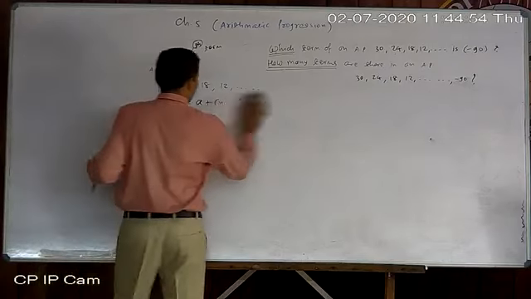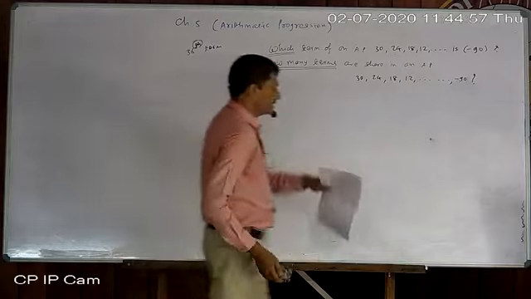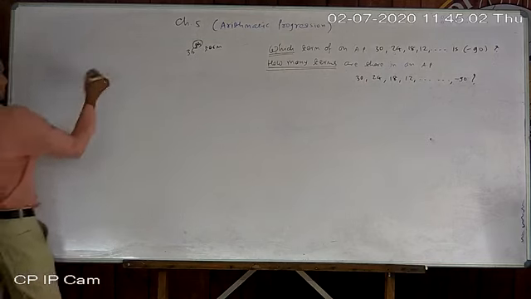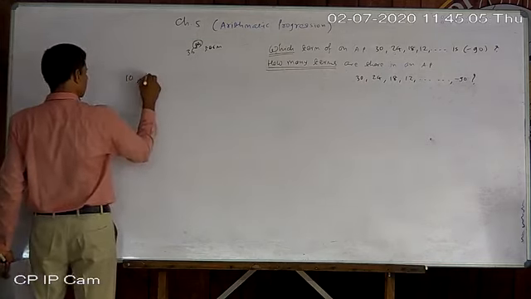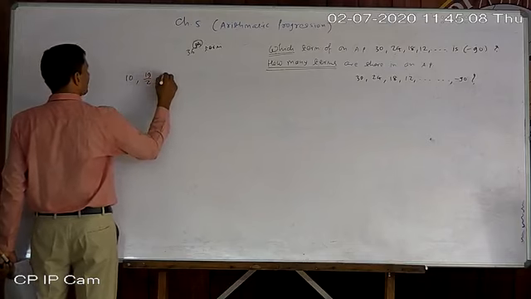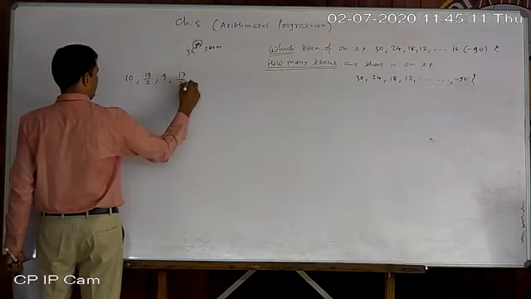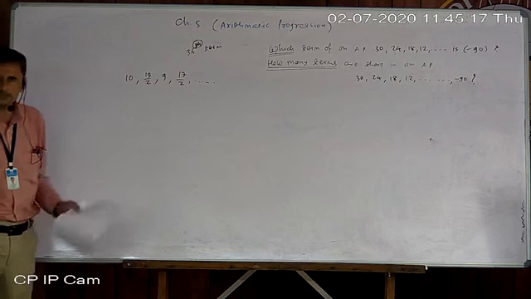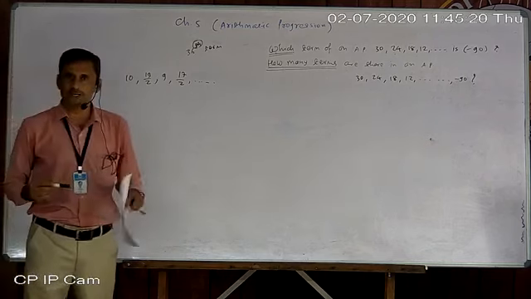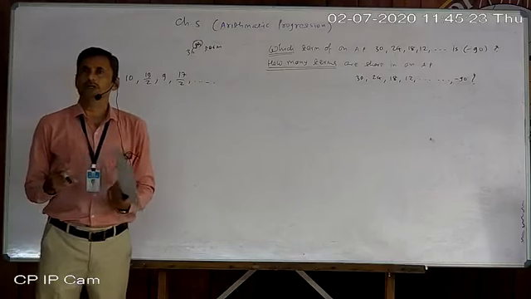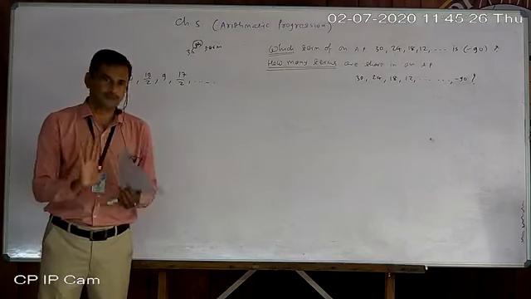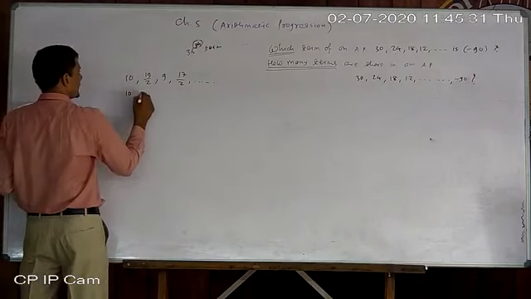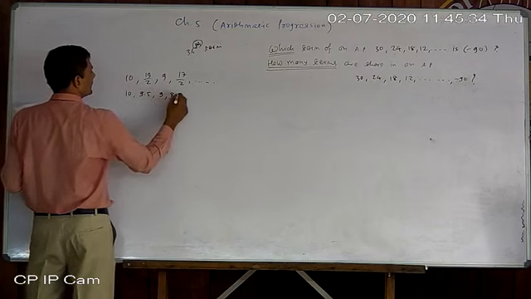Now I want to give another sum also in which D is a fraction. Suppose it is 10, 19 by 2, 9, 17 by 2, like this. Here you can convert this into decimal also, no problem. If division by 2 or 5 or 10 is there, no problem to keep it either as a fraction or convert it into decimal. Both are the same and equal. So I just write it this way: 10, 9.5, 9, 8.5, like this.